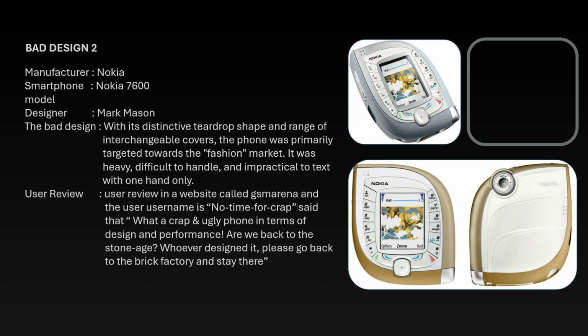The next slide is bad design 2. Manufacturer: Nokia. Smartphone model: Nokia 7600. The bad design is the distinctive teardrop shape with an interchangeable cover. The phone was primarily targeted toward the fashion market. It was heavy, difficult to handle, and impractical to text with one hand only.